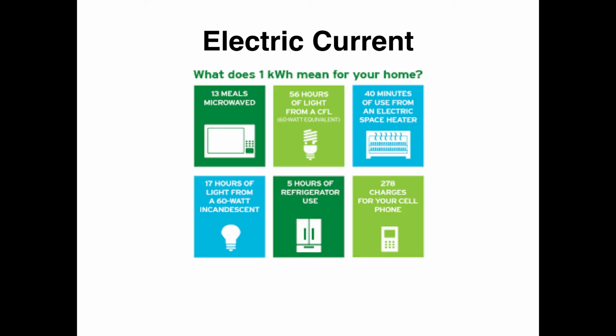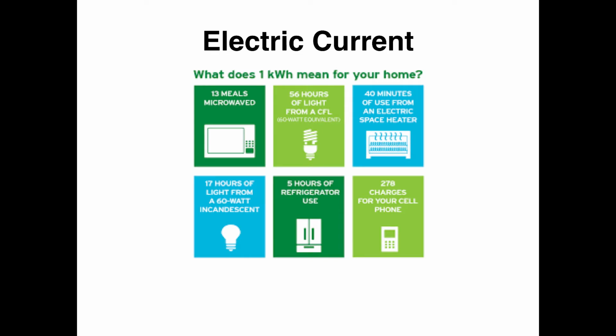Well, just to look at, a single kilowatt hour could microwave 13 meals. It could power a CFL light for 56 hours. It could power a space heater for 40 minutes. It could power an incandescent light bulb for 17 hours. It could operate a refrigerator for 5 hours. Or it could charge your cell phone 278 times. All of these various things can be done with 1 kilowatt hour.